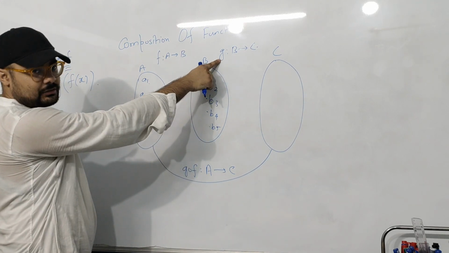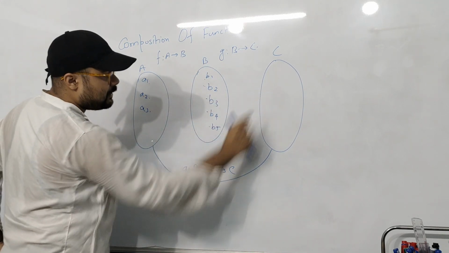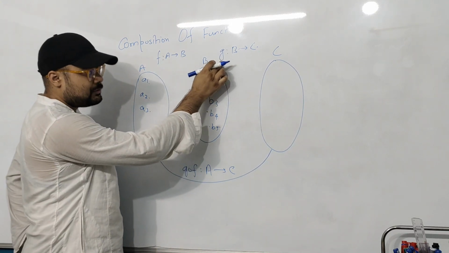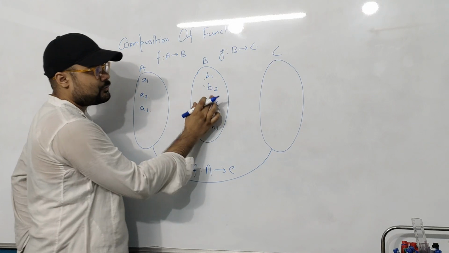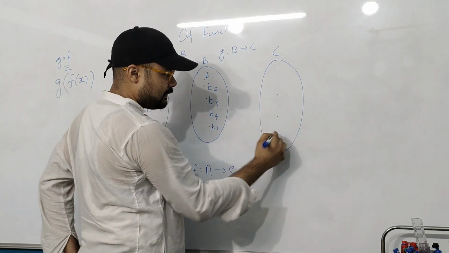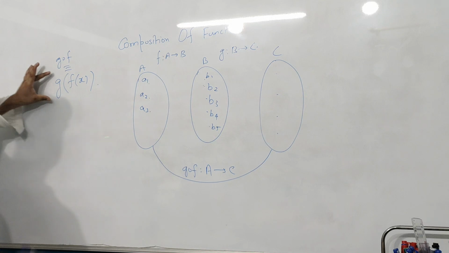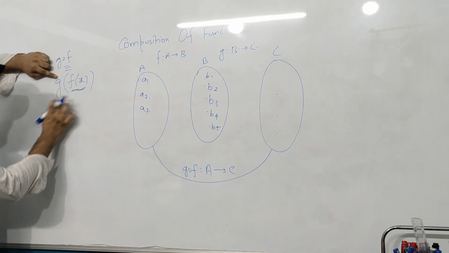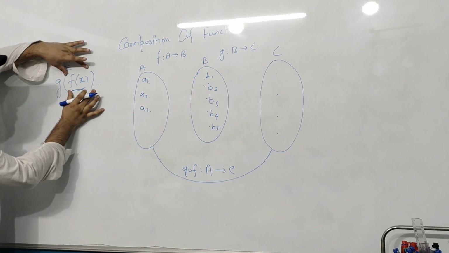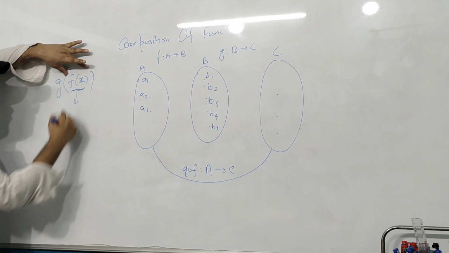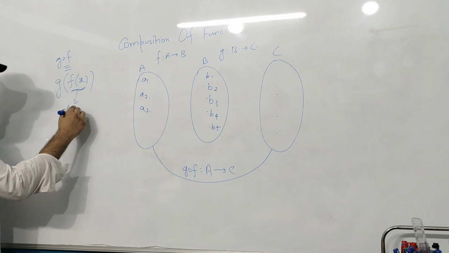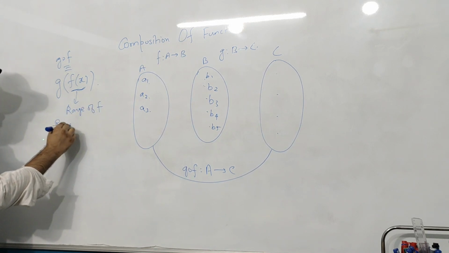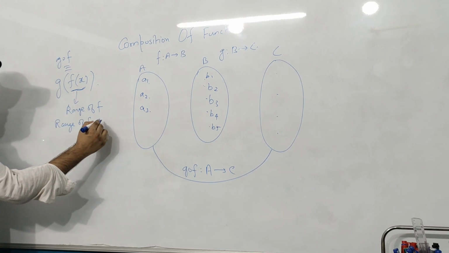If G is a function from B to C, it means that by rule G, each element of B gets uniquely mapped to the elements of C. Okay? And f of x is what? As an input to G, you will get the range of f. And the range of f is a subset of B.